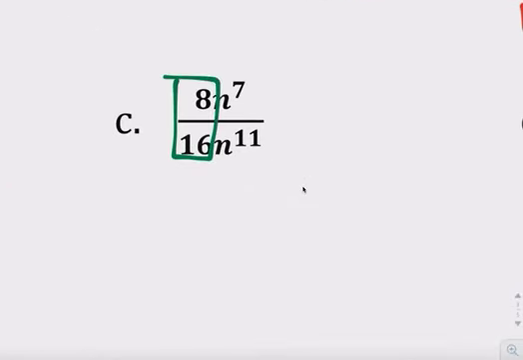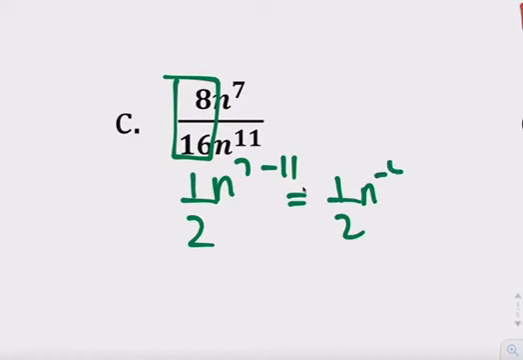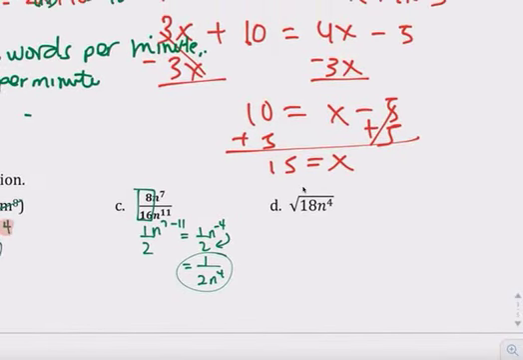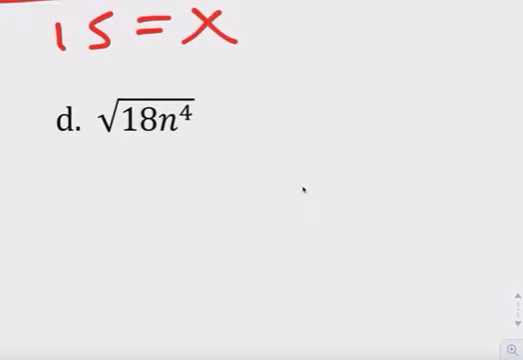Reduce this. N to the 7th, we subtract for division. Okay, so you get 1/2 n to the negative 4. That gives you, move this to the denominator, 1 over 2n to the 4th. Negative power rule.